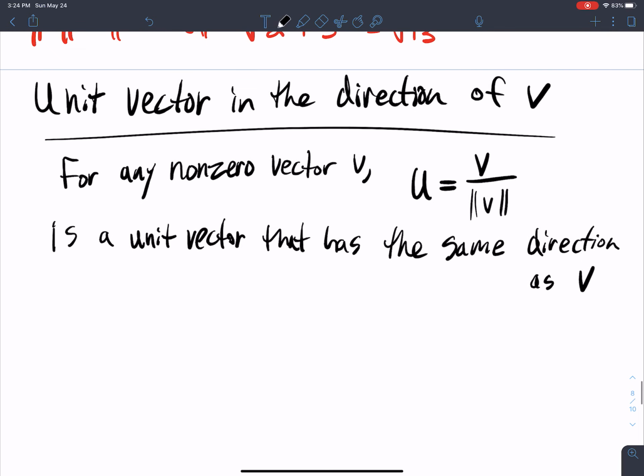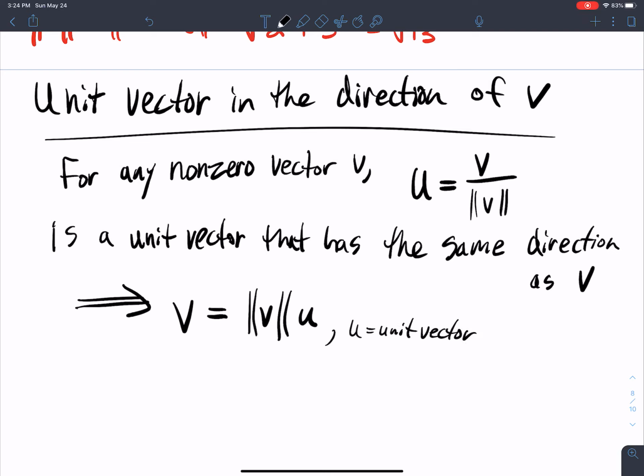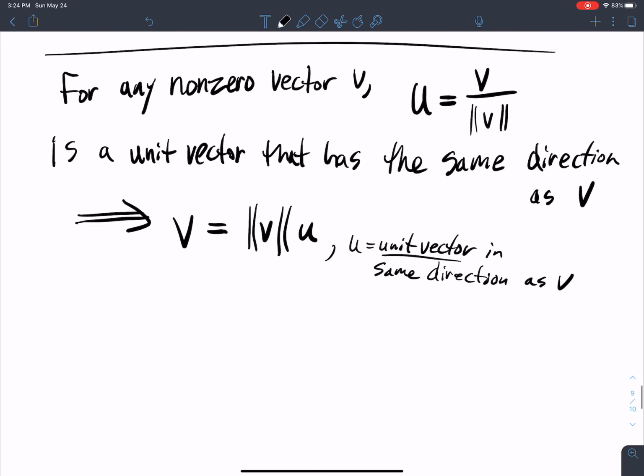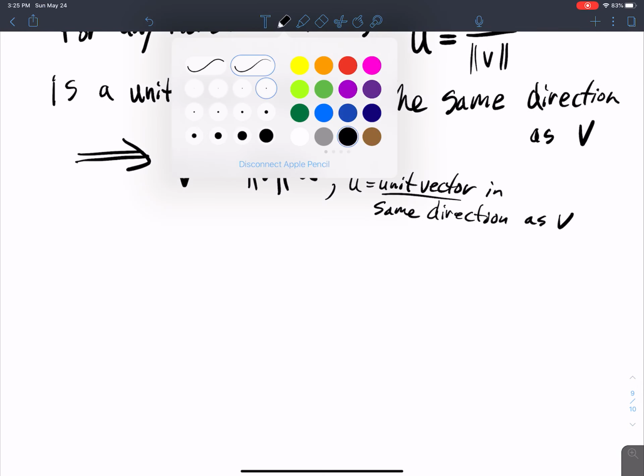Now if I multiply both sides by the magnitude, I end up with the equation v, the original vector, equals the magnitude of v times the unit vector, which if you multiply by 1, you don't change anything, right? So this is the unit vector. Now, this says u is a unit vector in the same direction as the vector v, okay? So how do we find a unit vector? Well, let's work through an example.